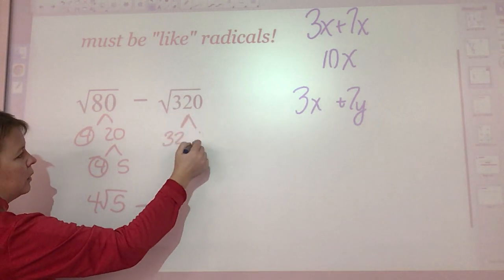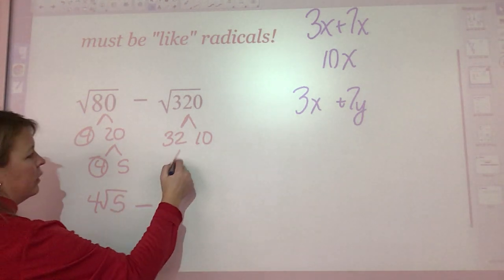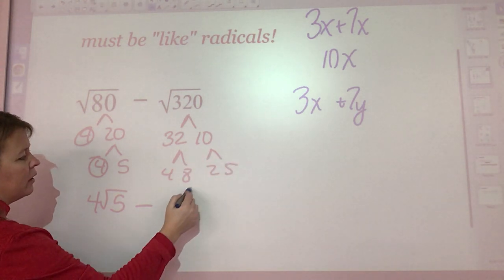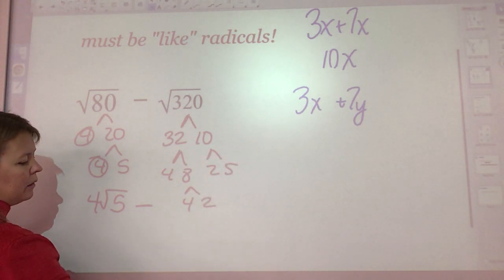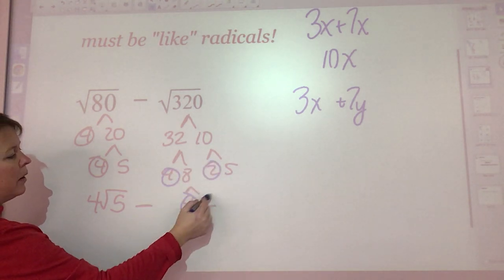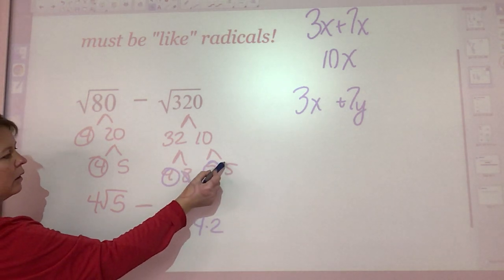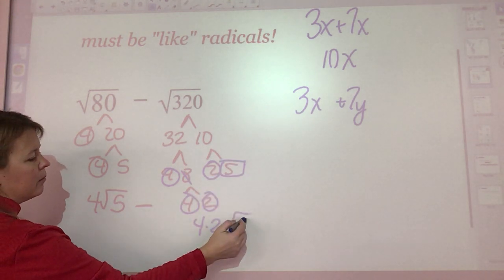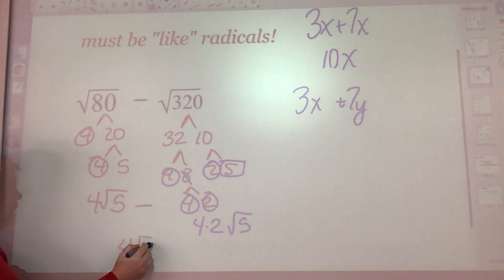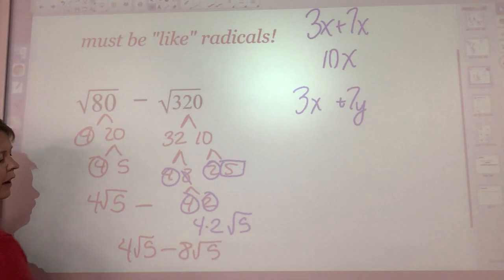I don't know what goes into 320 quickly in my head other than 10, of course, because it ends in 0. I'll break 32 down into 4 and 8. Break my 10 into 2 and 5. I don't have a pair yet, but now I do. I have a pair of 4's, so I take out a 4. I also have a pair of 2's. Please don't count that 8. That 8's been broken down. And my only other dangler, the prime number, is 5. So this says I have 4 square roots of 5, and I want to subtract 4 times 2, which is 8 square roots of 5.